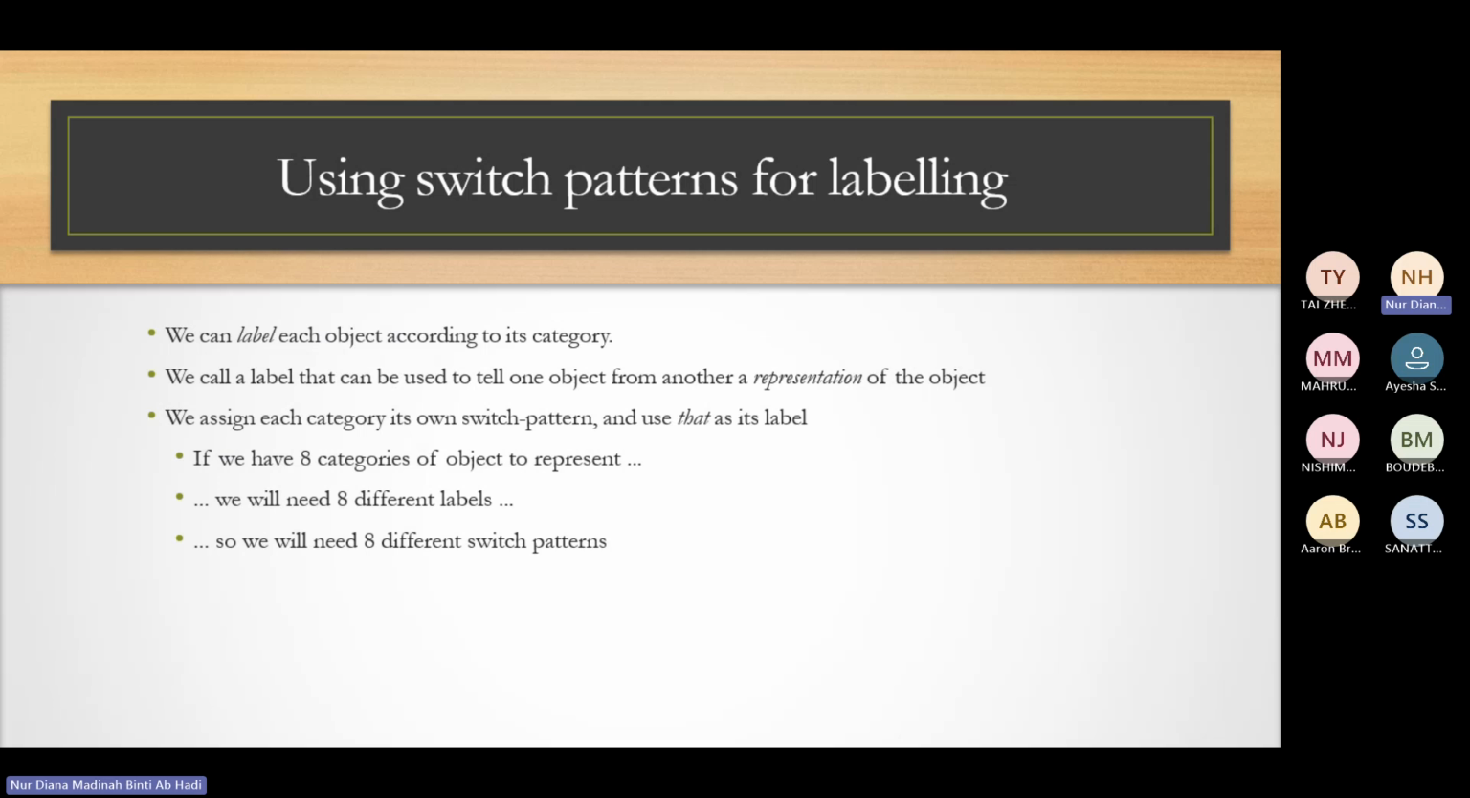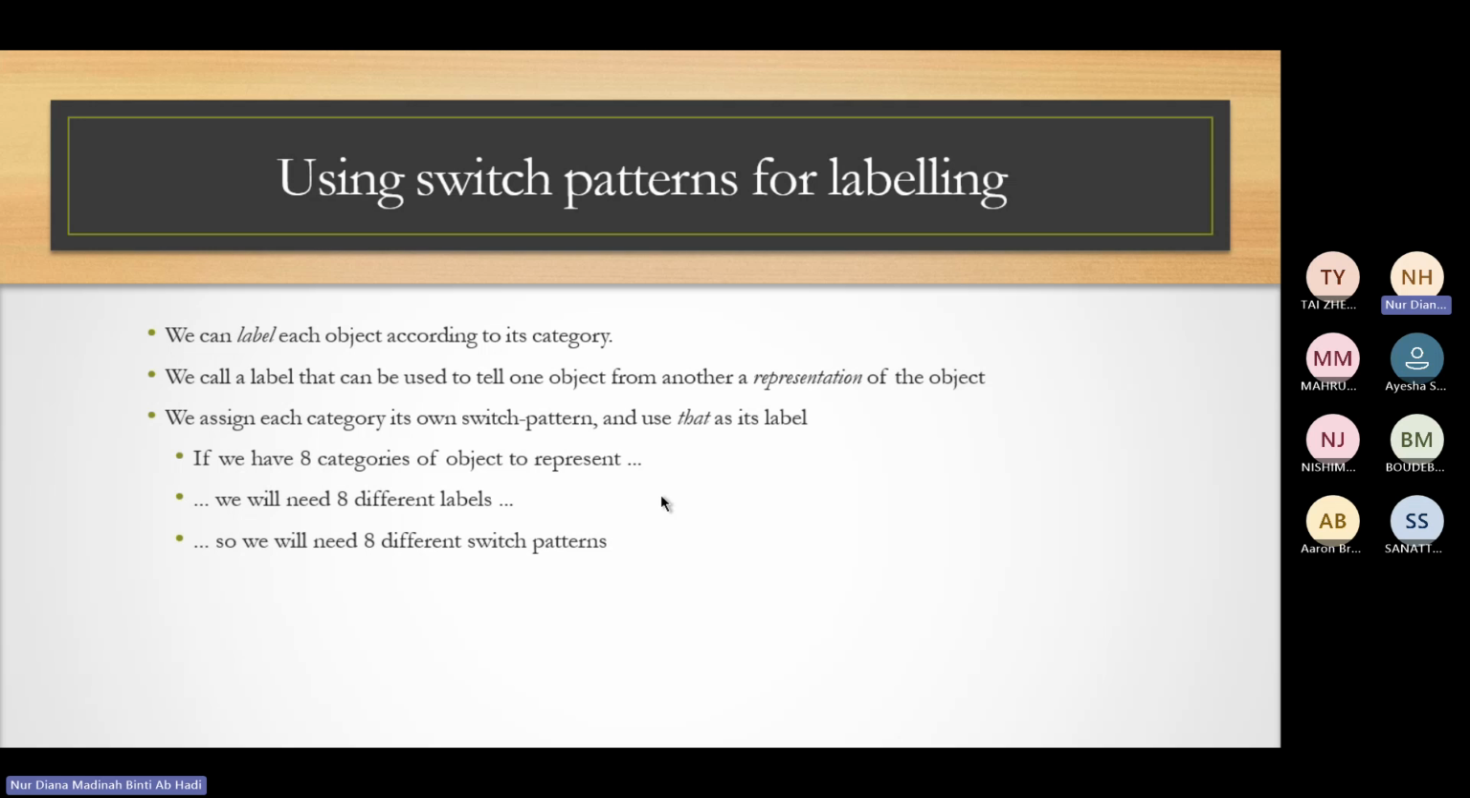Still remember your labeling yesterday? We call a label that can be used to tell one object from another a representation of your object. That's why yesterday I asked you to do some research on the differences between the labeling used for products, for example cosmetic products, food, clothing, and so on. All of them have their own significant labeling style. So we assign each category its own switch pattern and use that as its label.